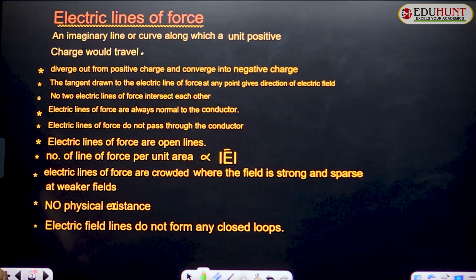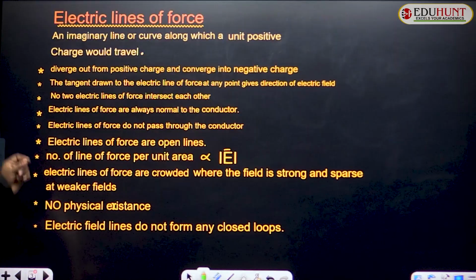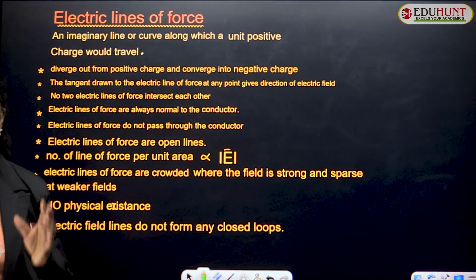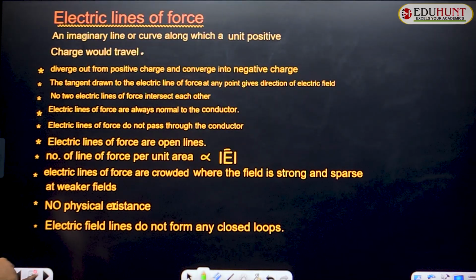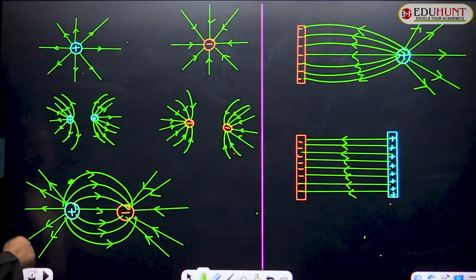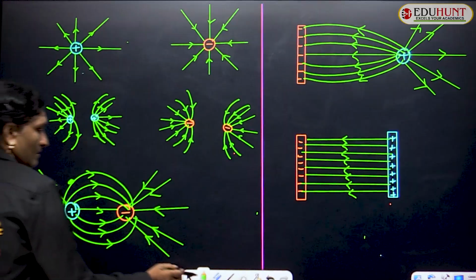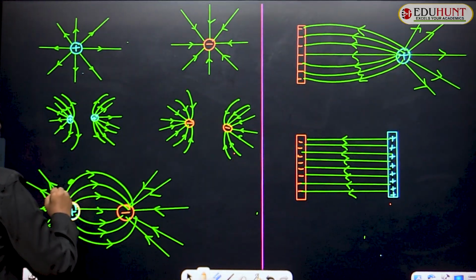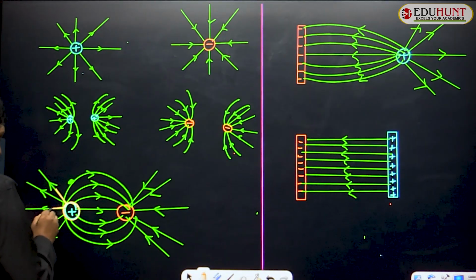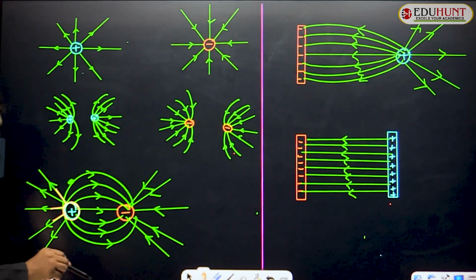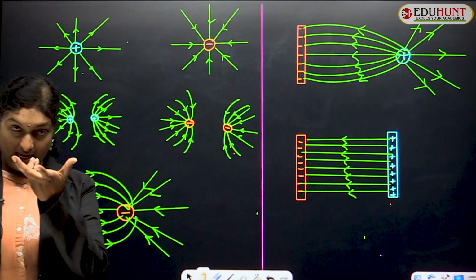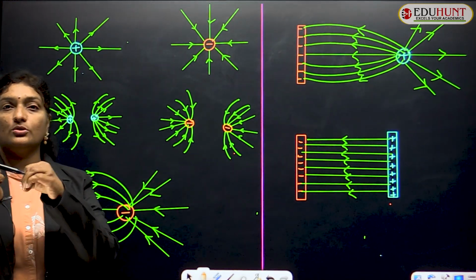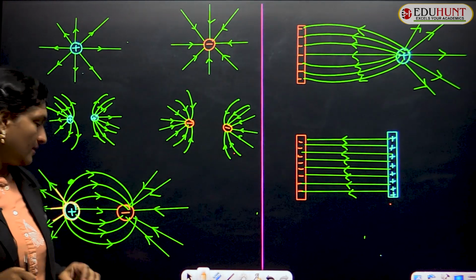So, now moving to the next one. Electric lines of force are always normal to the conductor. Normal means perpendicular to the conductor. Let us see here. So, normal means, this is a positive charge. This will be perpendicular to that. Here it is positive, it is perpendicular. As I told you, we have to consider something spherical in shape. Electric field lines will always be normal to that conductor, perpendicular to that conductor.